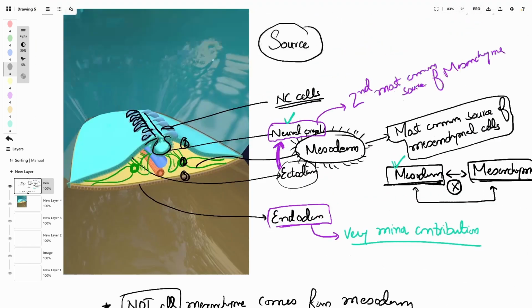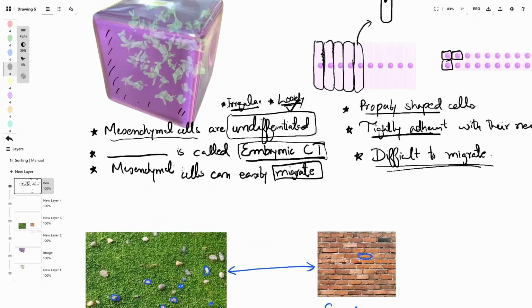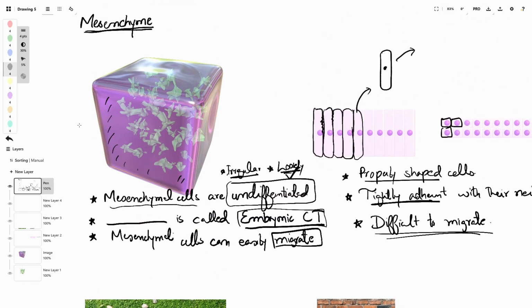So in a nutshell, if someone asks you what is mesenchyme, you can tell them that mesenchyme consists of undifferentiated, irregularly shaped cells that are loosely interspersed in a gelatinous ground substance. That is a single sentence definition of the mesenchyme. And why is it important? It is important for the development of many important organs in our body. Most of the non-epithelial structures of the body develop with the help of mesenchyme.